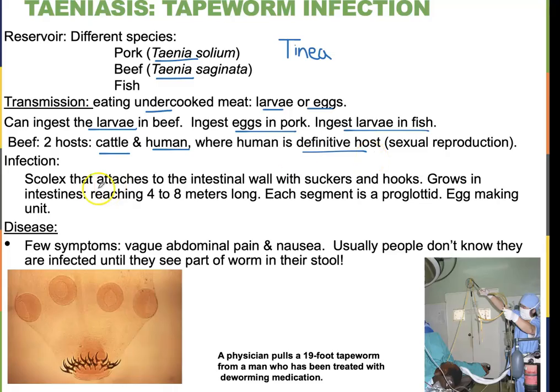So humans are the definitive host for this Taenia. The scolex, what we're looking at here, is the head of the tapeworm. It has those hooks here to stick to the mucosal lining. It has oral suckers here to hold on to the lining of the intestines so it doesn't move. It grows in the intestines. It can grow really big, 4 to 8 meters. Each segment of the worm is called a proglottid, and a proglottid is just an egg making machine. It has male and female parts in it. It's just going to make eggs. And every time that a worm grows, it adds another proglottid.